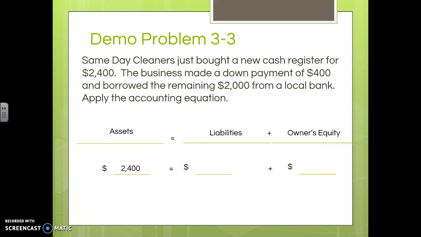What is the liability? That is the creditor's claim to this asset, which is $2,000. And what's the owner's equity? That is the owner's financial claim to this particular item, which is $400. So assets, $2,400, equaling $2,000 in liabilities plus $400 in owner's equity. The accounting equation balances, it equals.